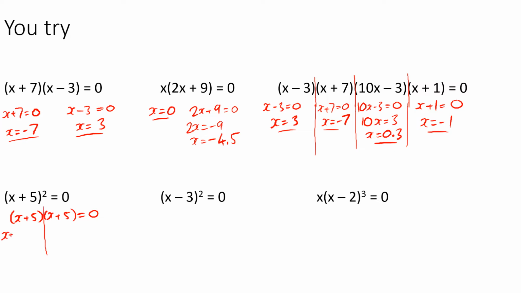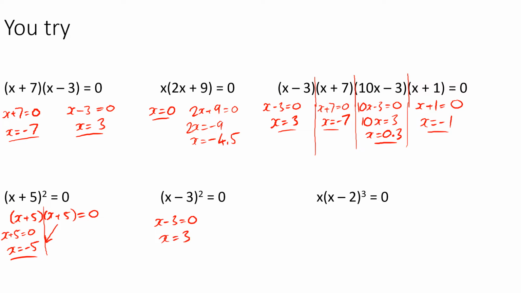So either x plus 5 equals 0, and so x equals minus 5, or x plus 5 equals 0, and we get the exact same solution. So yeah, x is minus 5 in that case. Kind of do the same thing here. We'll end up with just x minus 3 is 0, so x is 3 is our only solution here.